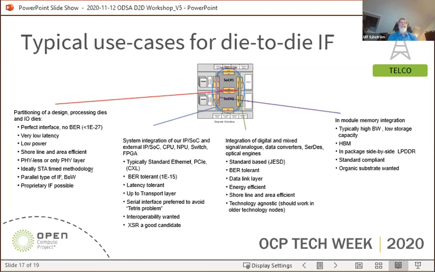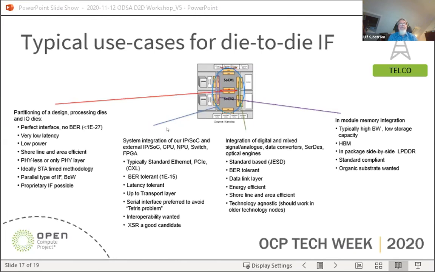If we could have an interface that we could use the normal static timing analysis based design methodology, that would be perfect. I strongly believe that a parallel type of interface fits this purpose best, a bunch of wires or some proprietary interface. And really, in this use case, I think proprietary interfaces could still be okay. Of course, it's always good with standards.